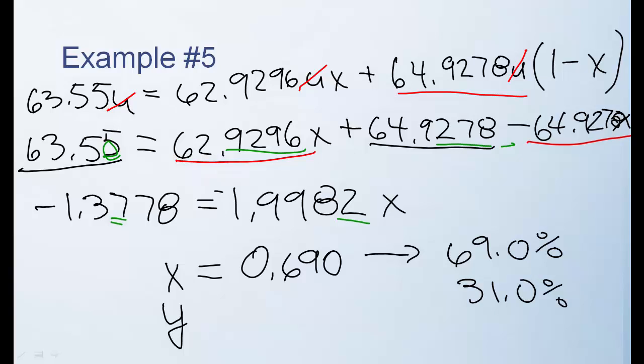And if we go back and remember what these things were referring to, and sometimes it's helpful to make a note to yourself, x was the abundance of copper-63, and y was the abundance of copper-65. And so, as we suspected, copper-63 is more abundant than copper-65.